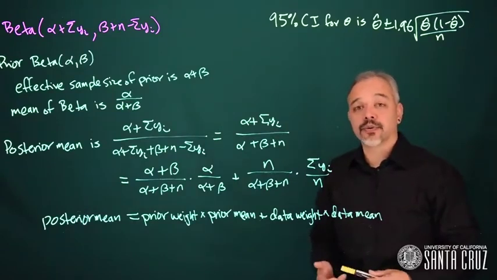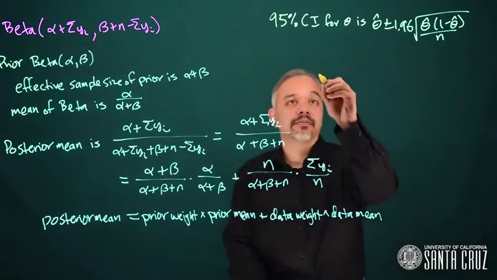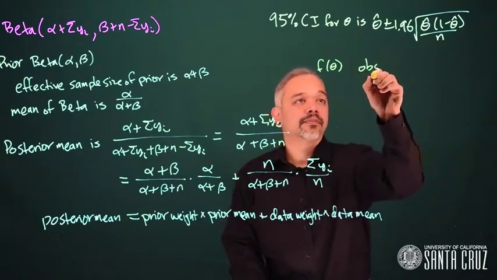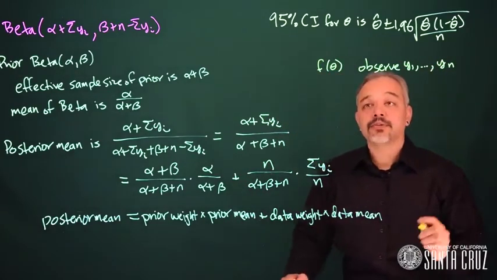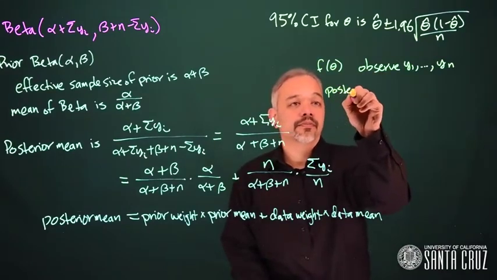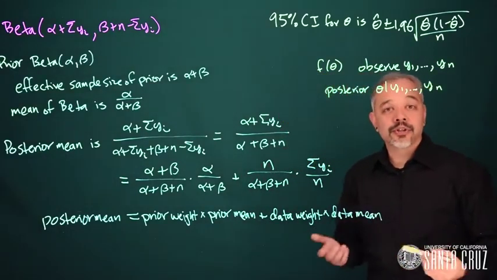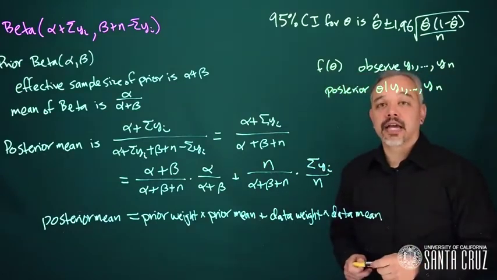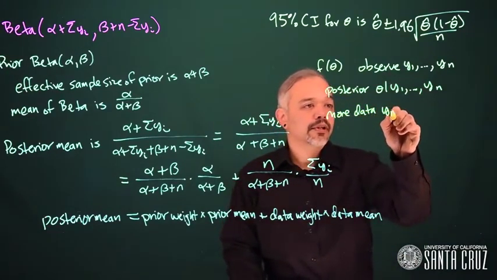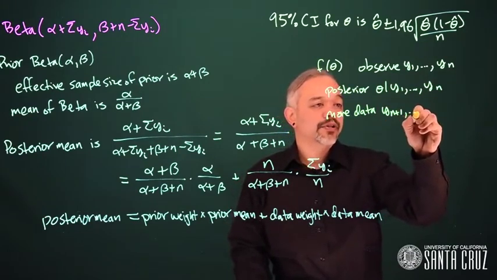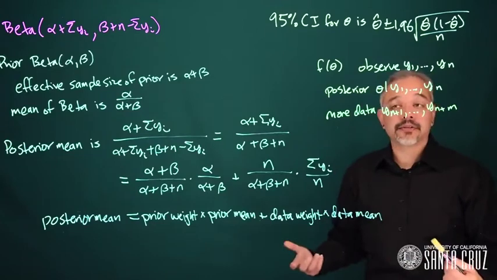Sequential analysis is also straightforward in Bayesian statistics. Suppose we start with a prior, f of theta, and we observe n data points. We observe y1 through yn. We then update our prior. We get a posterior, theta given y1 through yn. So far, so good. Then suppose you come in the next day and you observe more data. We observe m more data points, yn plus 1 through yn plus m. Now that we have more data, can we update again? And indeed we can.